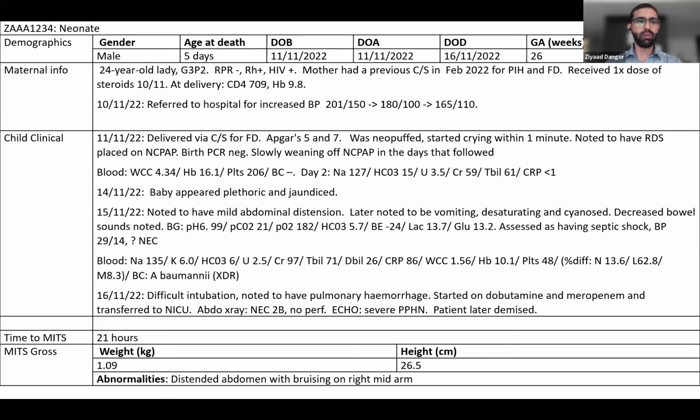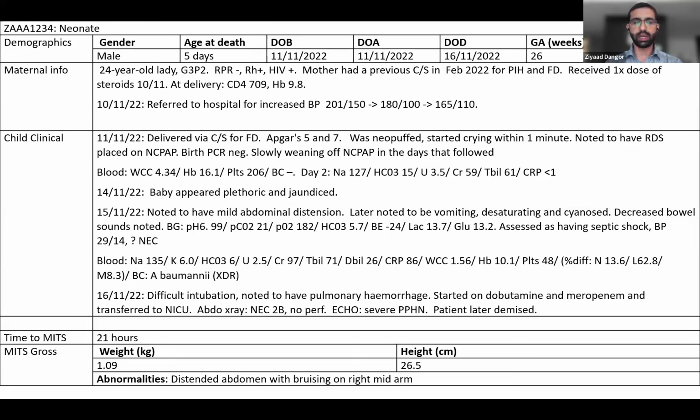But on the 15th, the day before the baby died, the baby was noted to have abdominal distension, later noted to have vomiting, desaturating, and cyanosed. There were decreased bowel sounds, and the gas showed a pH of 6.9 with a metabolic acidosis. The baby was assessed as having septic shock, and blood pressure at that time was very low. The thought was also that the baby has NEC.